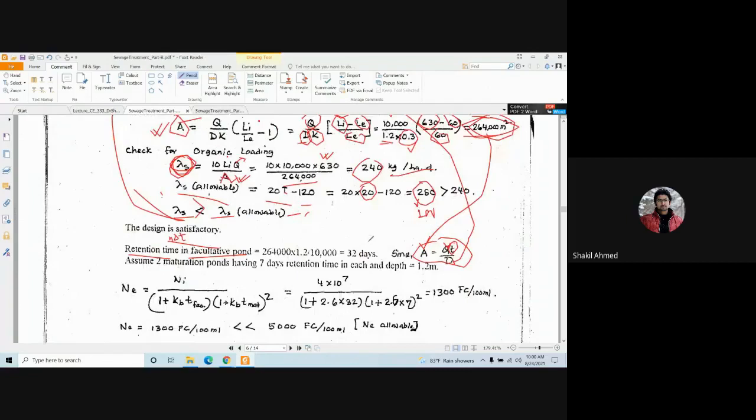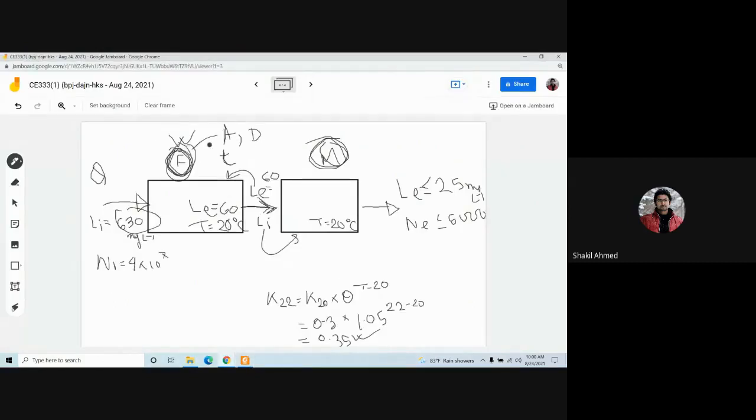You'll get T. Am I right? Yes, sir. Which is 32 days. So A, T, and D have been determined for the facultative pond. Done. Now let's come back to the maturation pond.